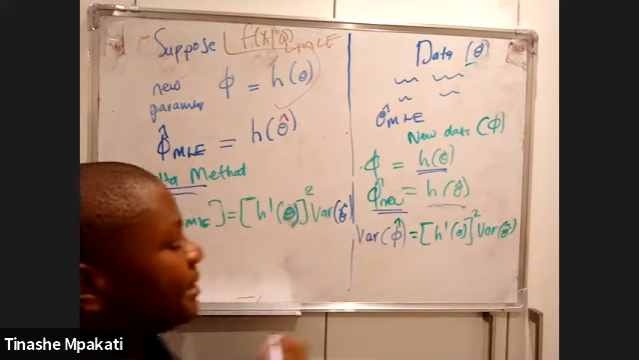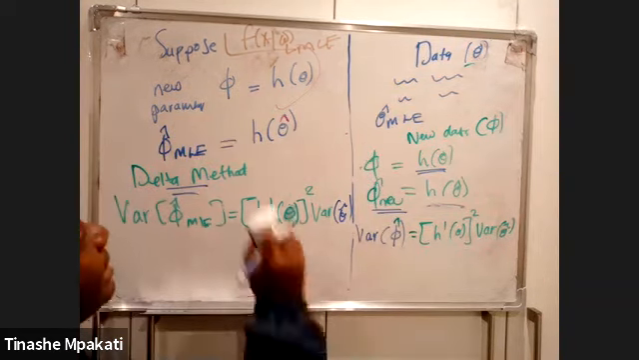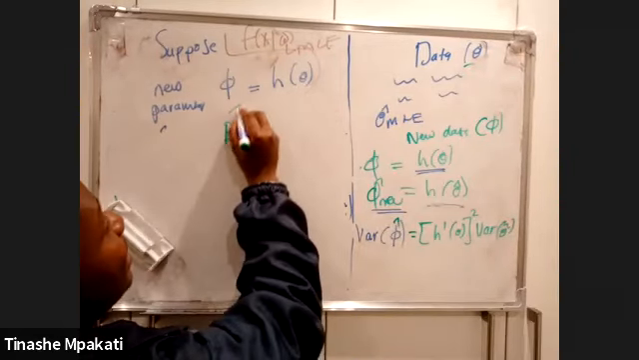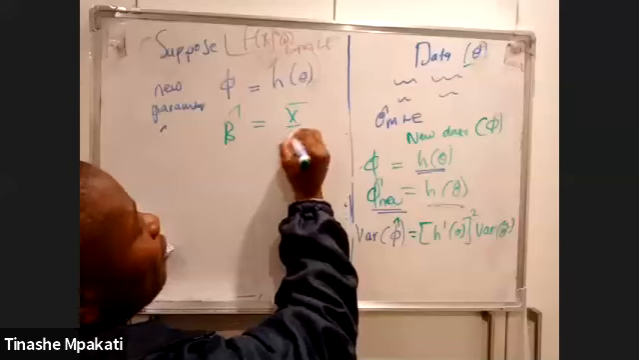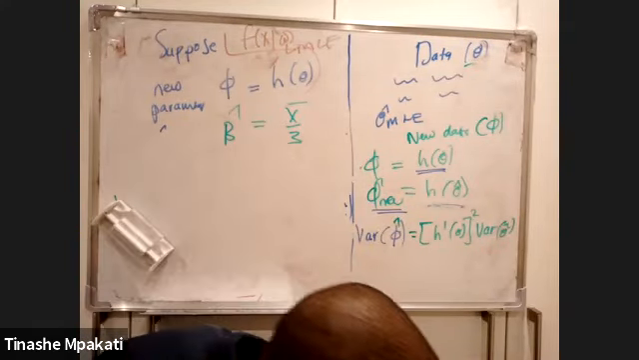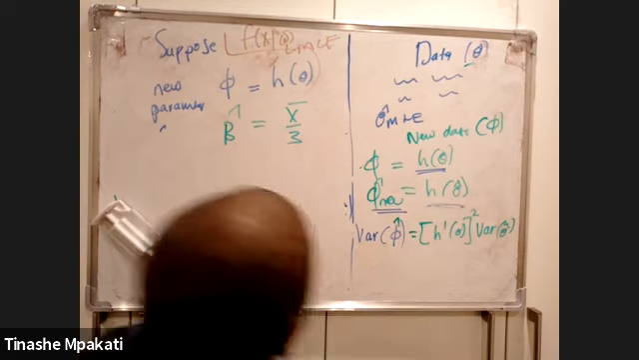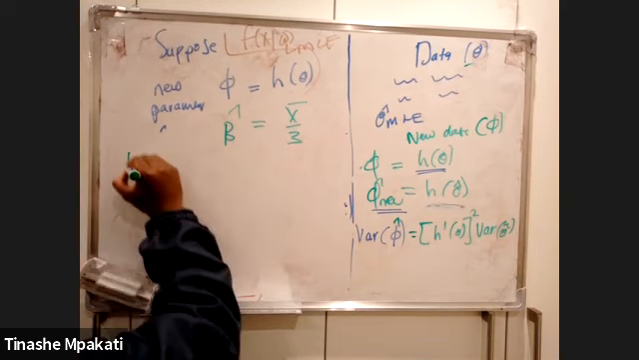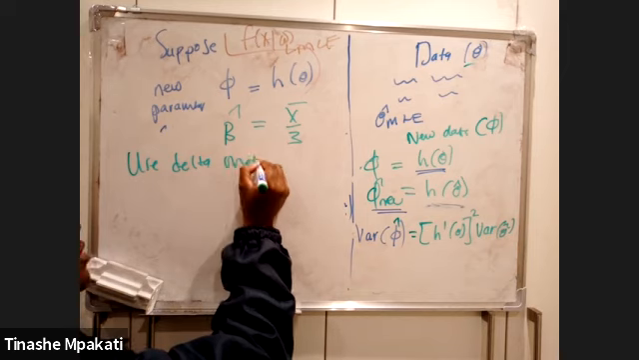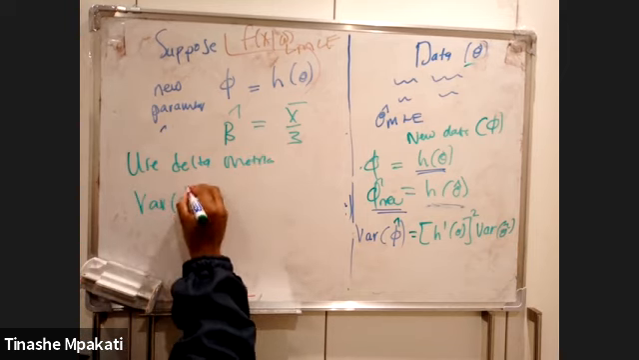My point being that you can be going through a question and you find that your MLE is maybe beta equal to x bar over 3. This is your MLE. Without talking about any new data or anything, you can actually just be asked to use the delta method to find the variance of beta.